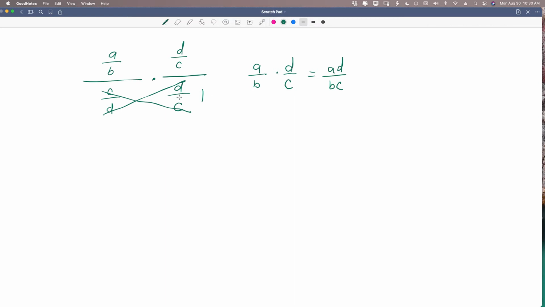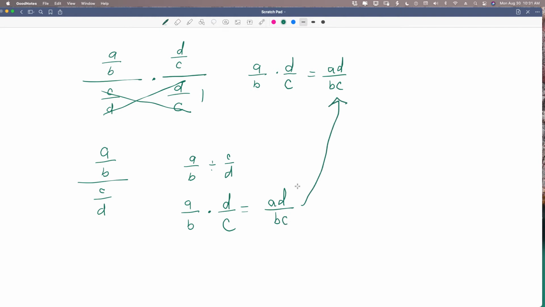Now let's see if we'd get the same thing if we had used keep it, change it, flip it. So if we had A over B over C over D, which is the original problem, and we put this in our keep it, change it, flip it format, this is the original problem, A over B divided by C over D, and we translate that to A over B times D over C, we get the same answer of AD over BC. You can see they match. So this is a way that works, but this is also a more simplified way that works.